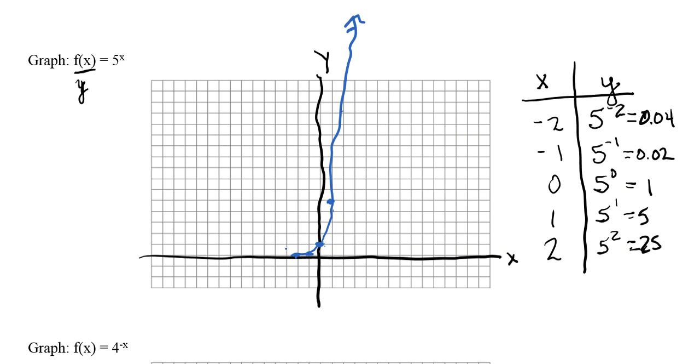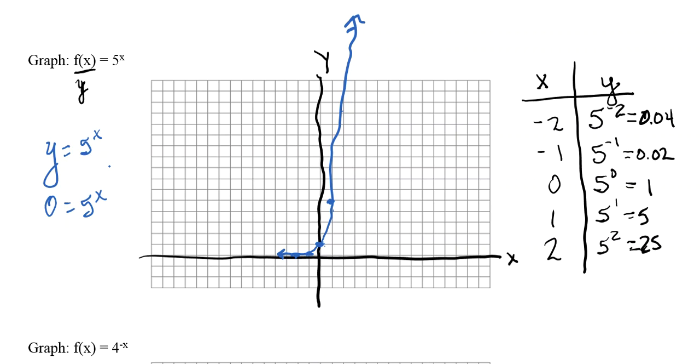Now if I continue to plug in negative numbers, what I'm going to notice is it's going to get smaller and smaller and smaller, but it's never ever going to get to be 0. And you can probably figure that out if we think about this for a moment. In order to get 0, what would my x have to be? Can you take 5 to any power and get 0 out of it?